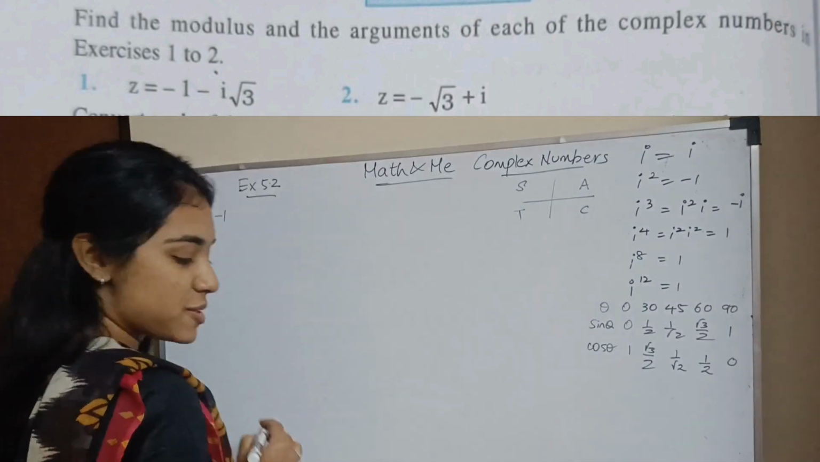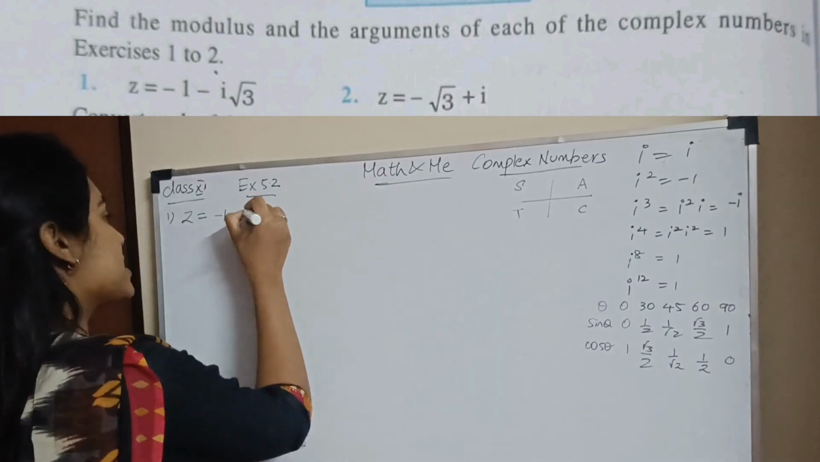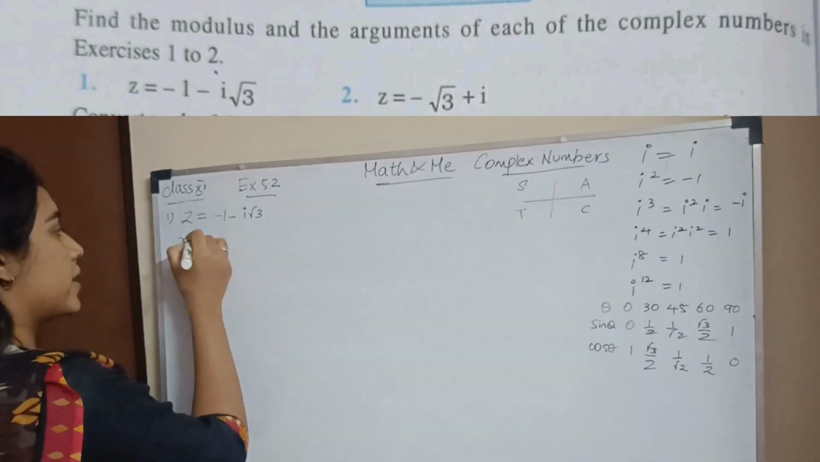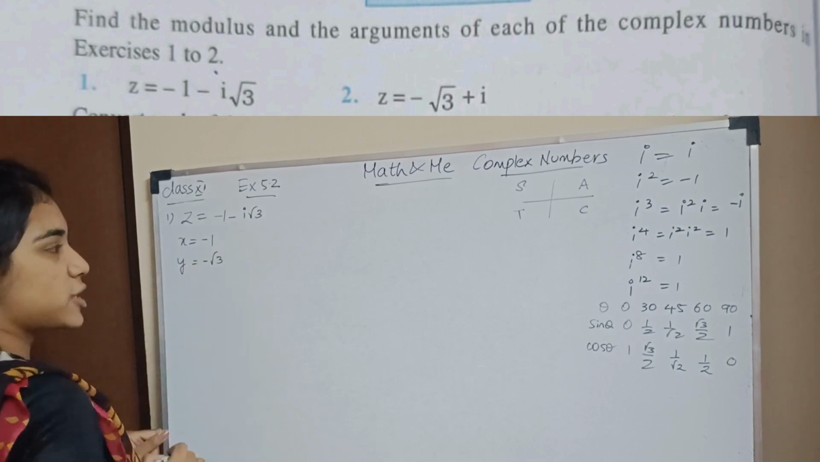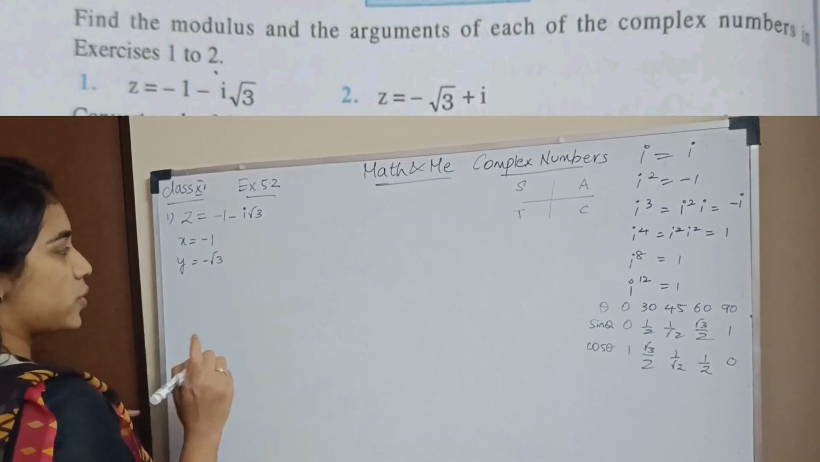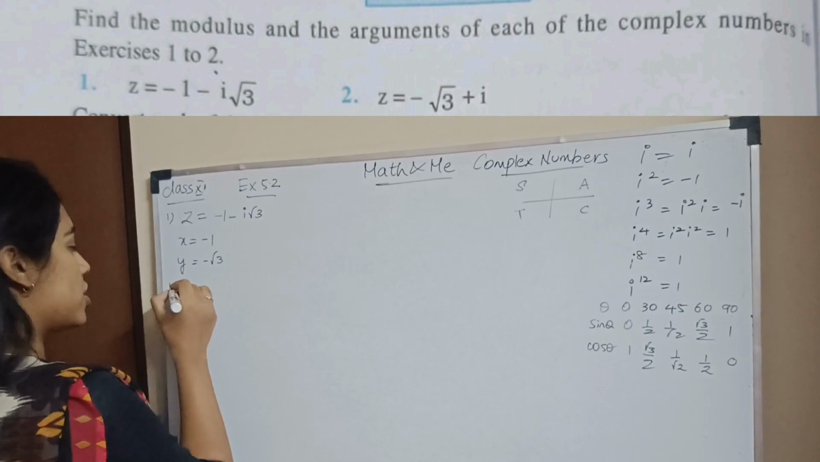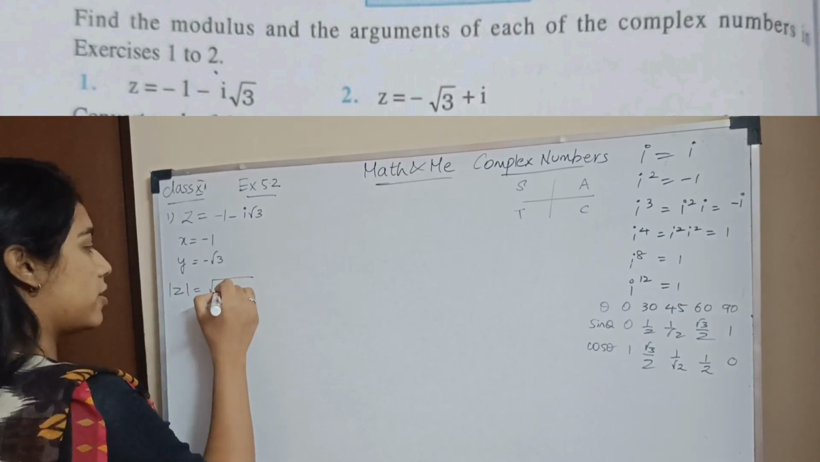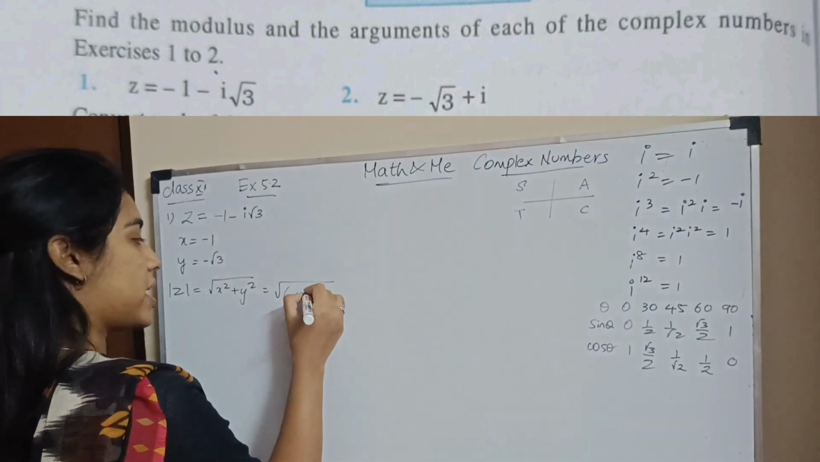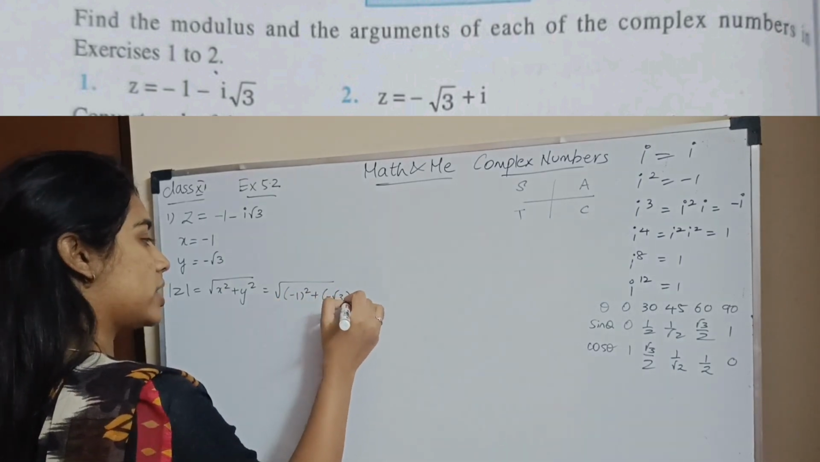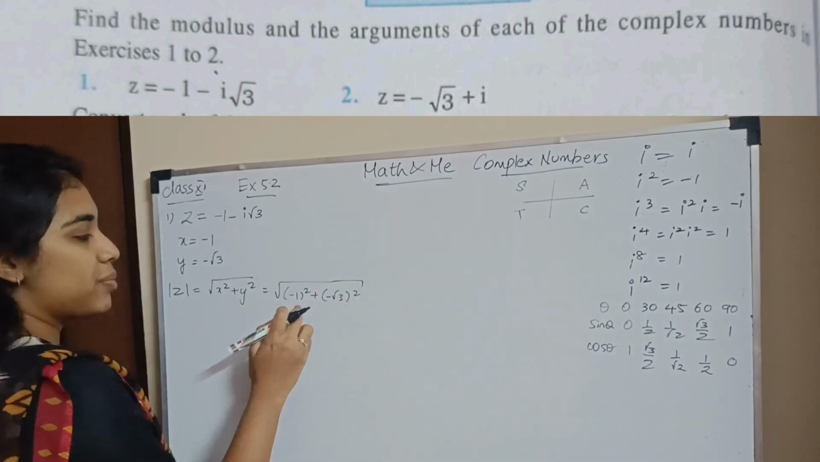So z equals -1 minus i root 3. So x oda value enna? -1. y oda value minus root 3. x plus iy illaya. So x, y value first எழுதிக்கோங்க. So what is your modulus? Root of x square plus y square, which is root of -1 the whole square plus minus root 3 the whole square. Minus la square panna plus ஆயிடும்.